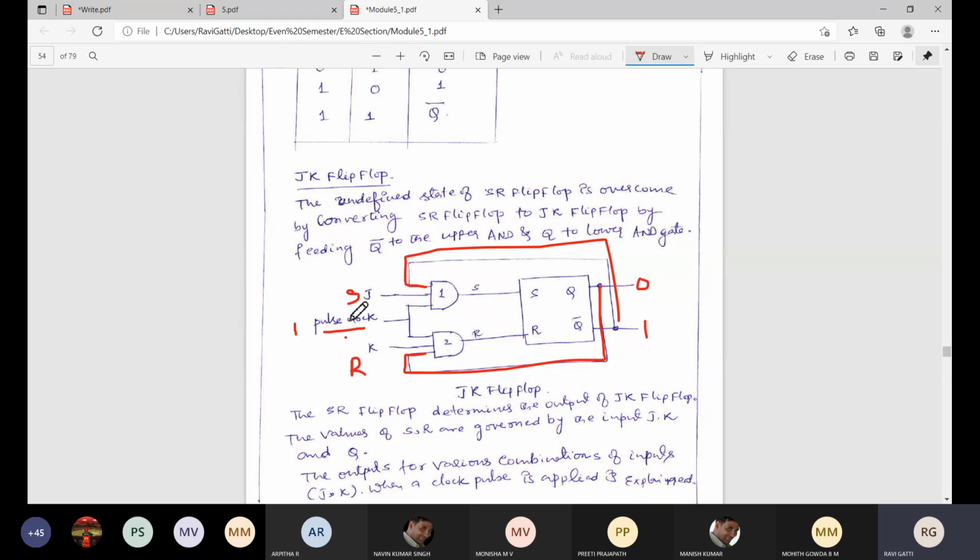Now tell me what the output will be. When S is equal to 0 and R is equal to 0, for this circuit, what is the output? For the new values of Q and Q bar, tell me what will be the case. Can anybody tell me what the output is in this case?